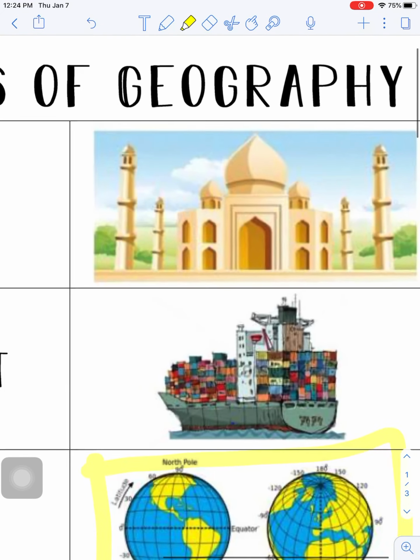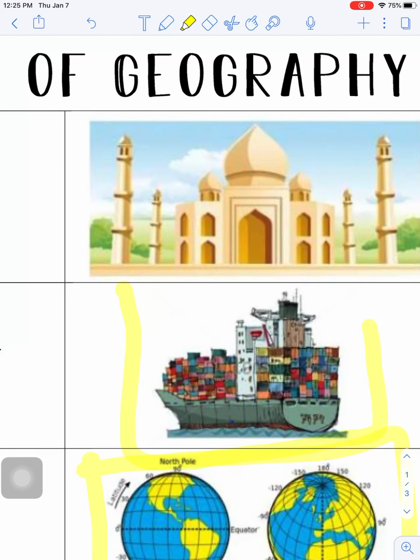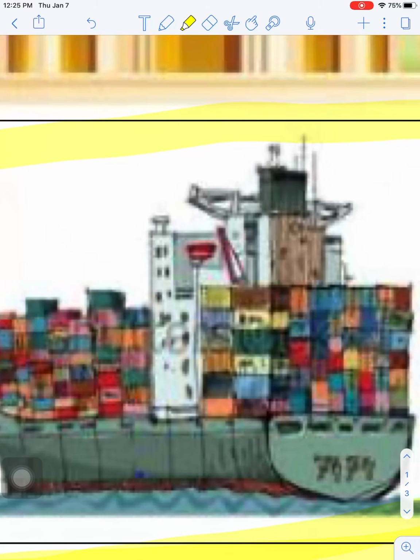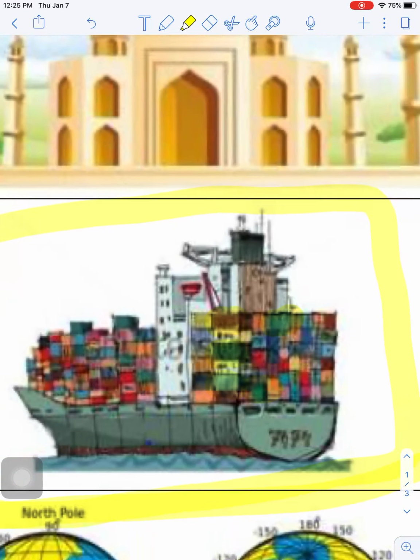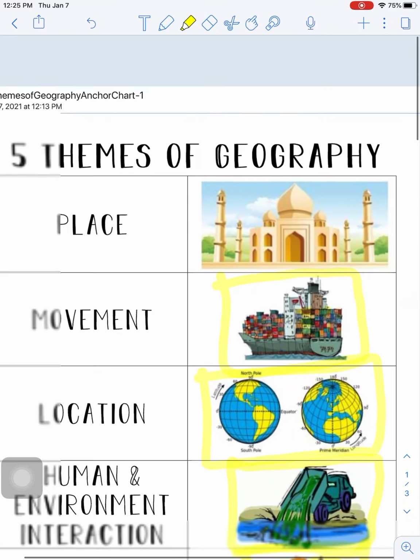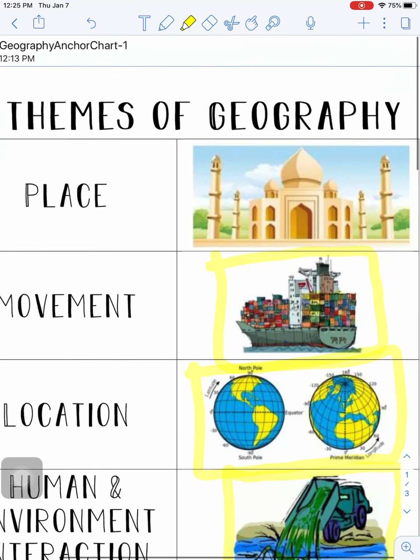Another example of movement here. Wow, this is a very nice picture of a ship that has, if you were really to zoom in here, each of these boxes are shipping containers. They are huge. So this ship is carrying lots of goods, lots of supplies from one part of the world to our other part of the world, which is considered movement.